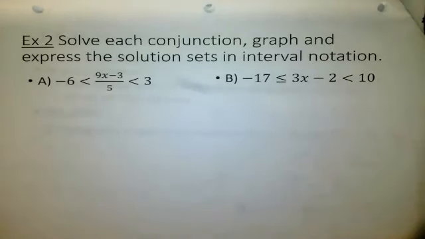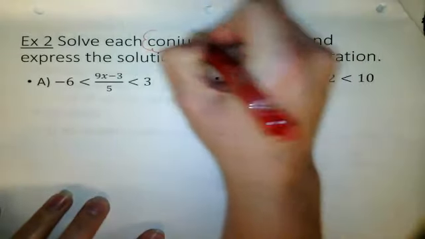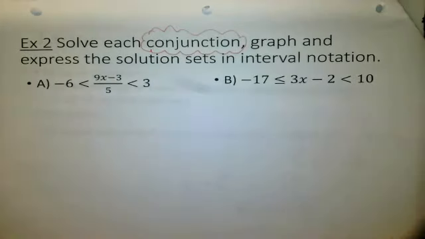All right. Example 2. Solve each conjunction. That was a new word for me. What do you think a conjunction is? Combination, yeah. That was a term I hadn't ever read before in any of my math books, so I'd always heard it as compound, meaning more than one. So these are examples of conjunctions.